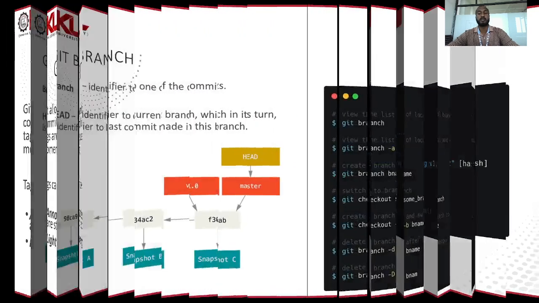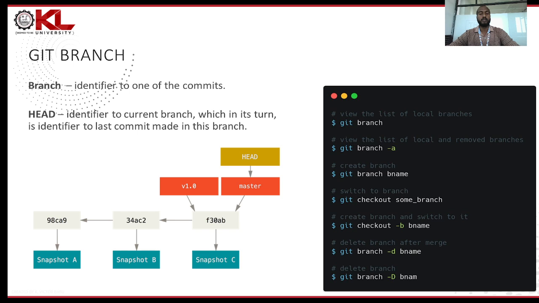The other one is the concept of branching. So this is the way of creating a branch, and this is the way of working with any number of branches. Hope you all understand the concept of git branching.